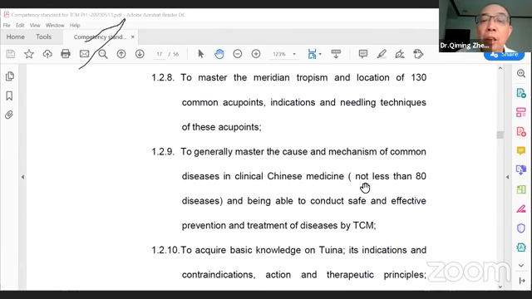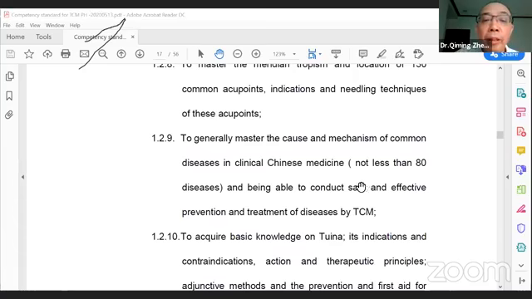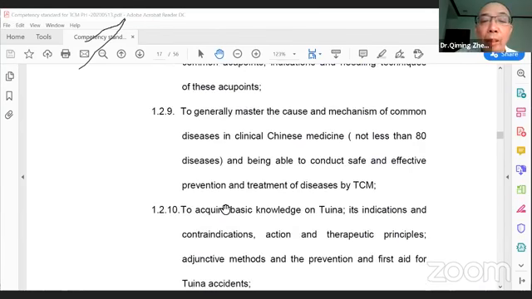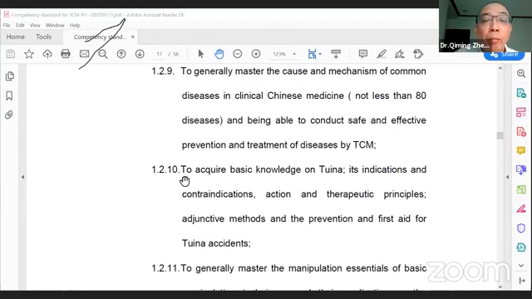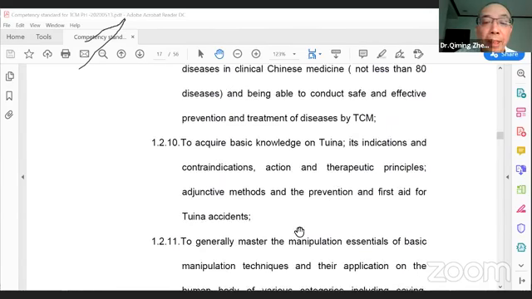So here's not less than 80 disease. This is the 80 disease, the common disease, and being able to conduct safe and effective prevention and treatment of disease by TCM. 10, to acquire basic knowledge on TWINA, its indication and contraindications, actions, and therapeutic principles, adjunctive methods, and the prevention and first aid for TWINA accident.